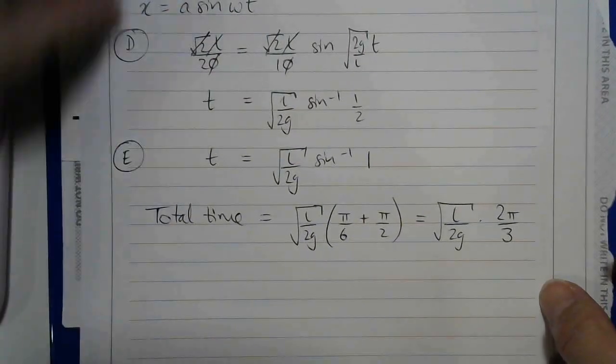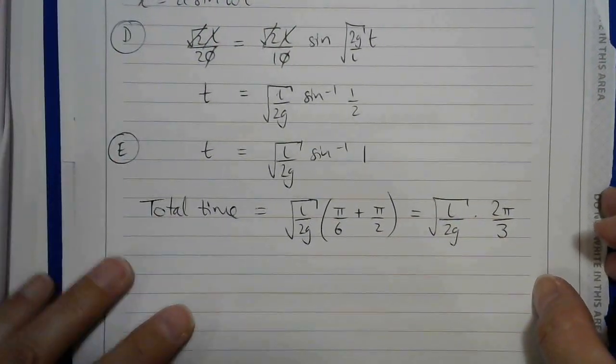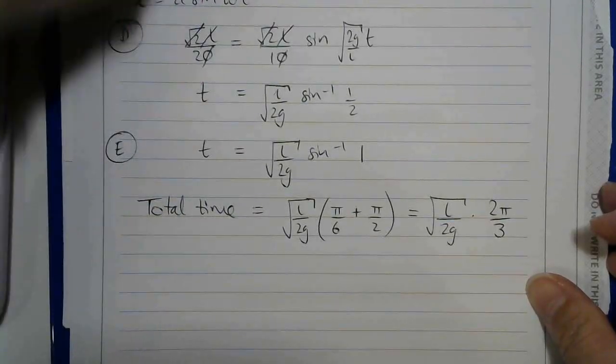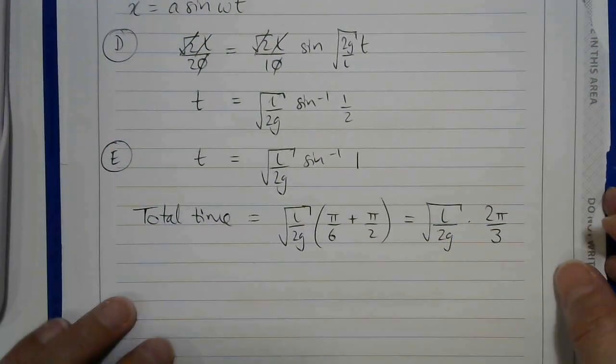So that last part of the question was worth 4 marks, and the total marks for the question were 3 plus 5 plus 2, that's 10, plus 3 plus 4, another 7, so you've got 17 marks altogether for that question.